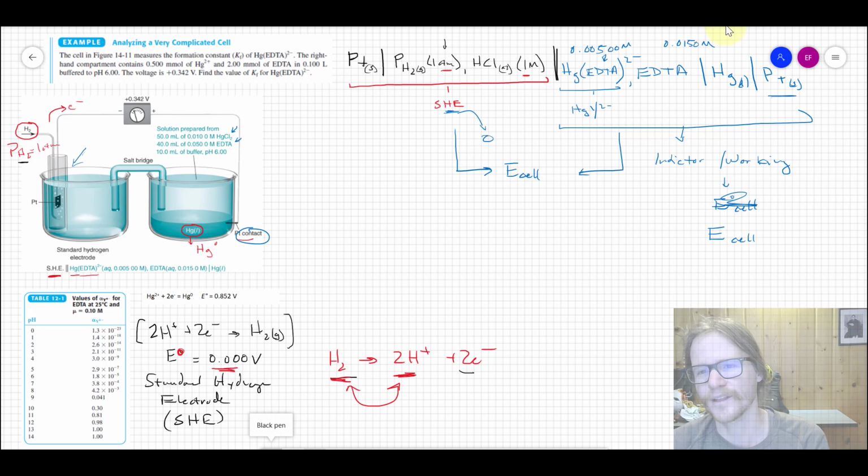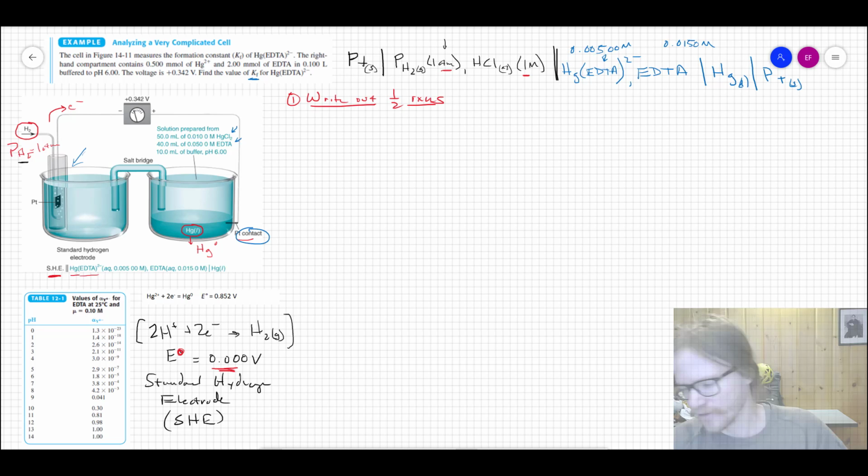So it's all this stuff on this side that's dictating what the overall cell potential change is. What's nice is they gave us that as positive 0.342 in the orientation that it's being measured in. So we somehow have to backtrack with E cell to get to Kf, which is the equilibrium constant. It's going to be easier than you think, I promise, once I set it up. So first thing we need to do is just write out the half reactions. What is being oxidized and what is being reduced?